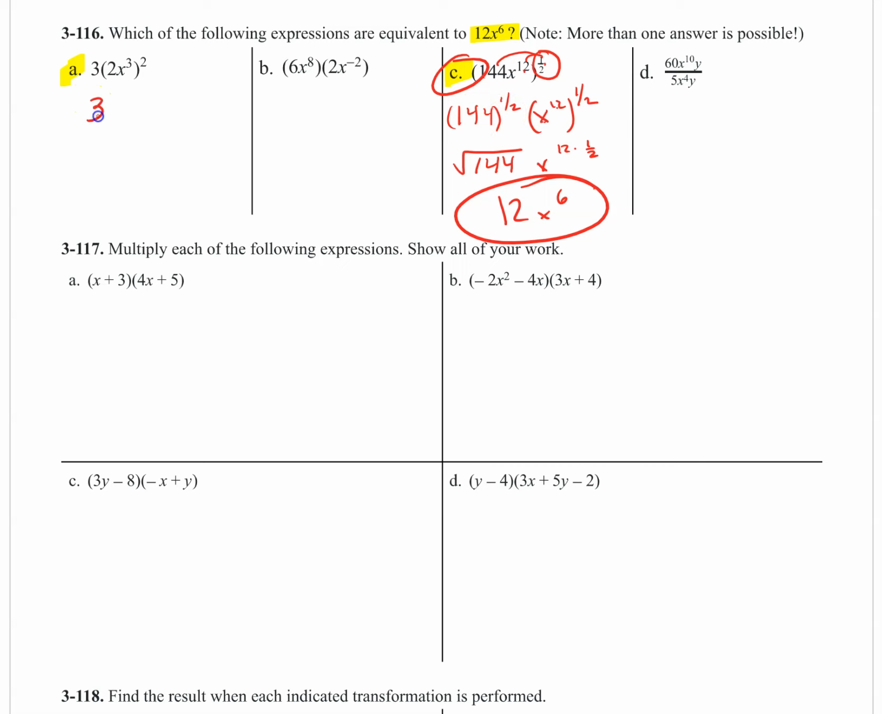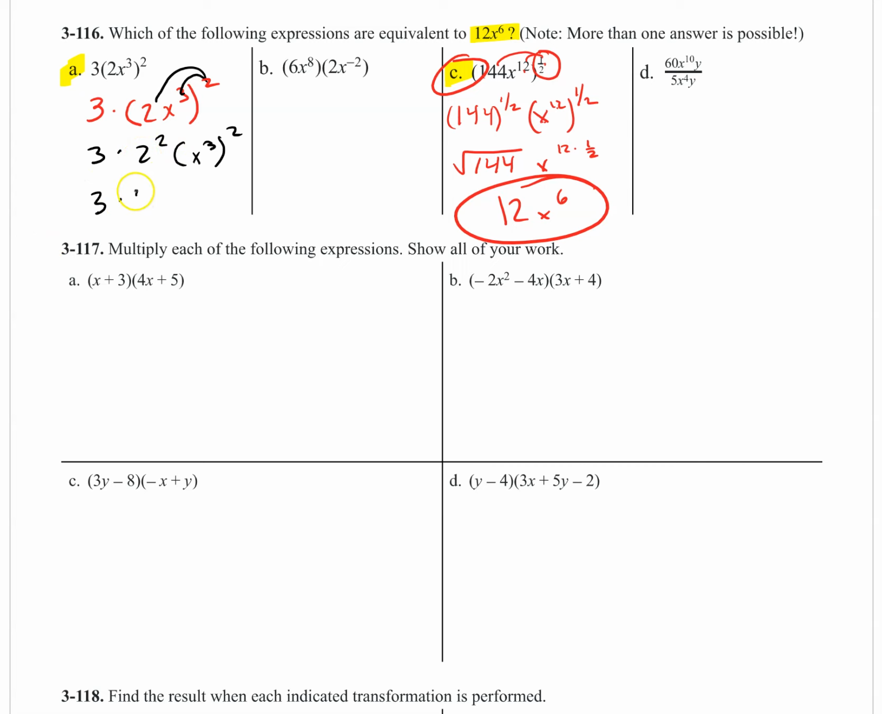Alright, part A. 3 times 2x to the power 3 squared. A couple ways to approach this. I'm going to do the shortcut. So it's 3 times 2 to the power 2, and we have x to the power 3 raised to the power 2. So this is 3 times 2 to the power 2.